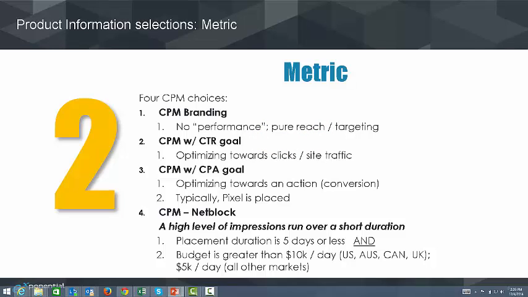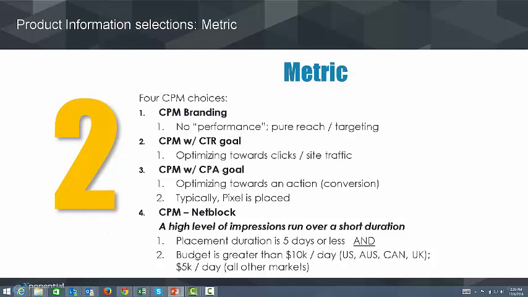CPM with CPA goal is a client paying on a CPM basis. They want their campaign optimized towards a specific action, for example, an email sign-up or a purchase. Having a pixel in place to optimize towards is the most efficient way to run this campaign. Lastly, a CPM net block is a pure branding campaign over a short duration. For example, promoting a new movie release or an upcoming holiday weekend sale.